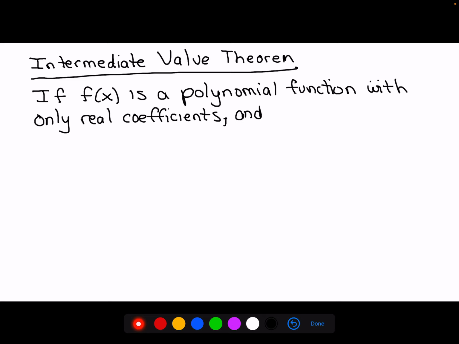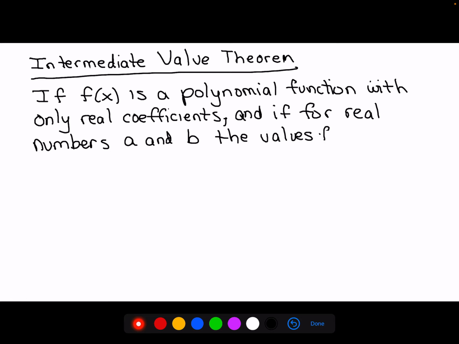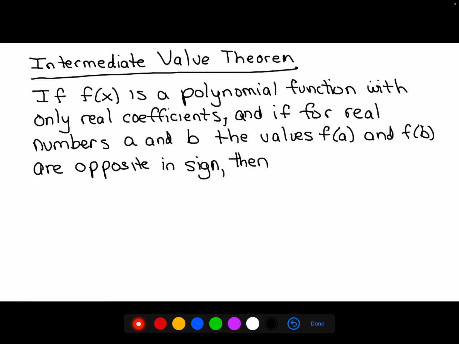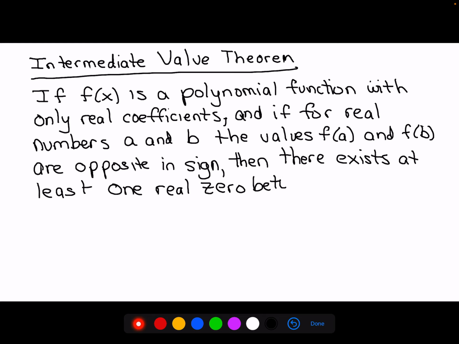And if, for real numbers a and b, the values f at a and f at b are opposite in sign, then there exists at least one real zero between a and b. Okay.